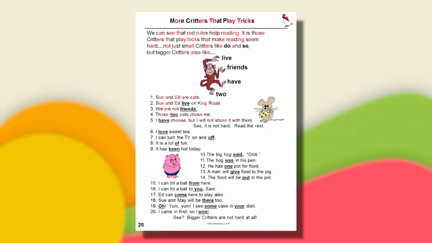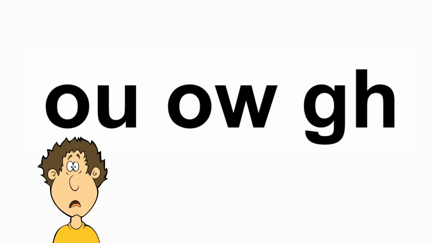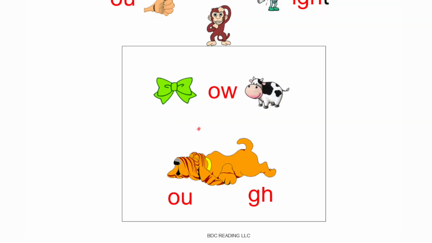Now we have figured out tricky words in context as we did on page 20. But OU, OW, and GH words mostly just don't work. That's how tricky they are. So the teacher will give a sentence leaving out the new word. Let's look inside the box. We see OW can be a cow sound, or it can be a bow sound. Tricky. But with a little clue, we can figure out which, like this.